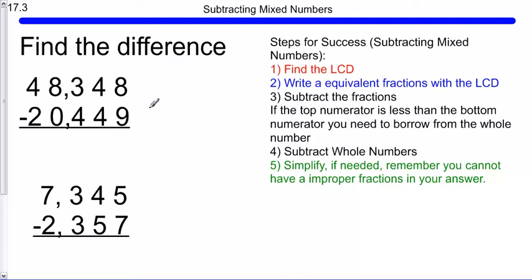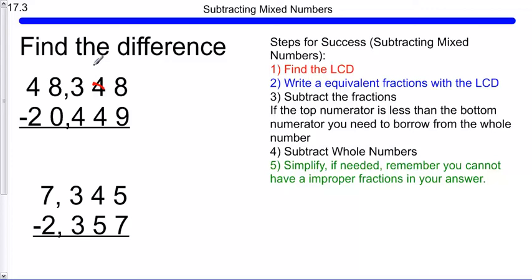We're going to set you up for success here by reviewing a little bit of subtraction, because we're going to use the same thinking, but it's just going to seem a little bit different with fractions. So we're going to start off with 48,348 minus 20,449. And remember, if I have 8, I can't take 9 away, so that means I need to go to the 4 and borrow.